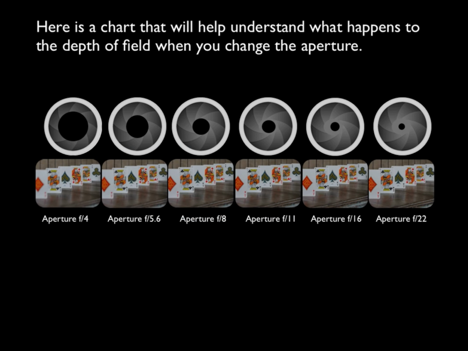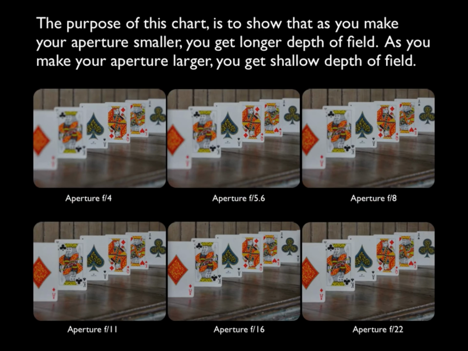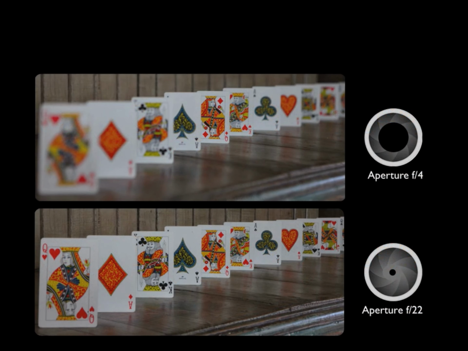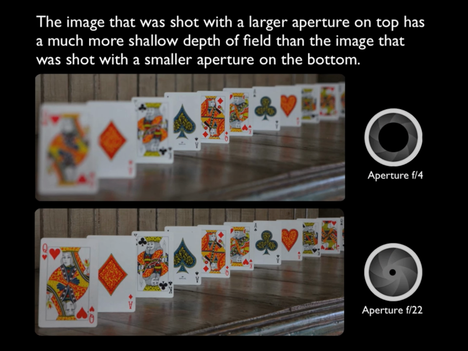Here's a chart that will help understand what happens to depth of field when you change the aperture. The purpose of this chart is to show that as you make your aperture smaller, you get longer depth of field. As you make your aperture larger, you get shallow depth of field. The image that was shot with a larger aperture on top has a much more shallow depth of field than the image that was shot with a smaller aperture on the bottom.